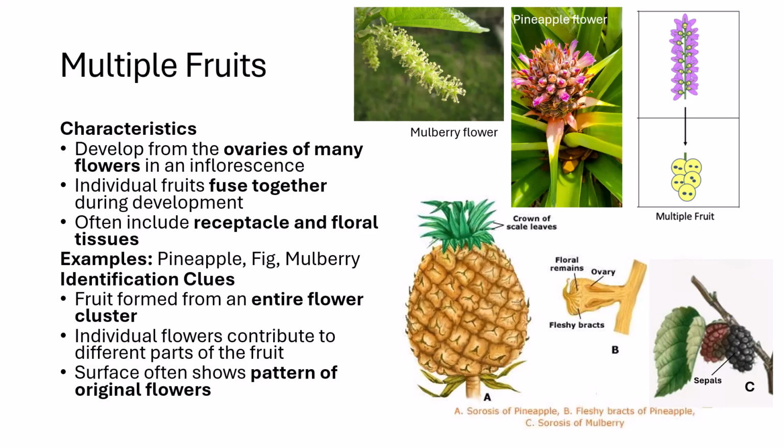One way to identify a multiple fruit is to look for evidence that the fruit originated from many flowers grouping together, often visible as repeating patterns on the fruit surface. This differs from aggregate fruits, which develop from multiple ovaries within a single flower, rather than from multiple flowers.